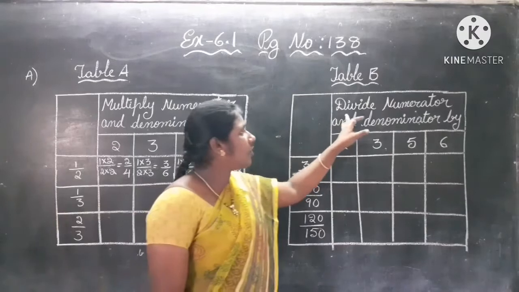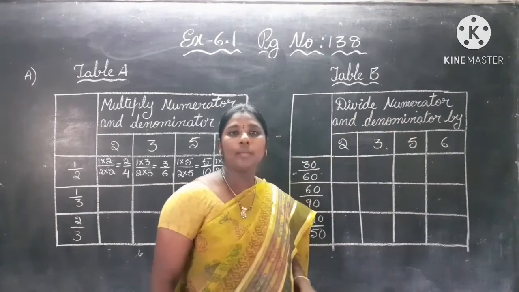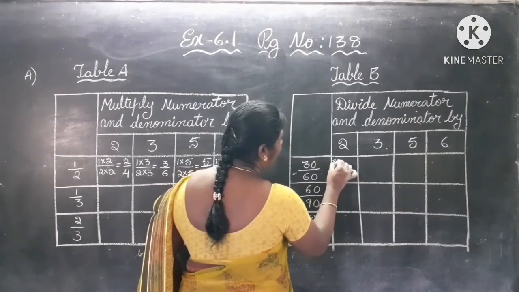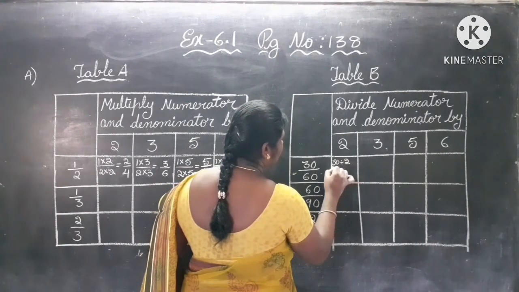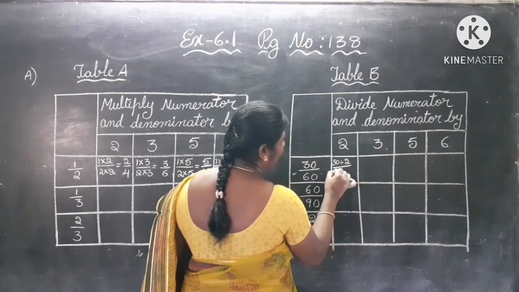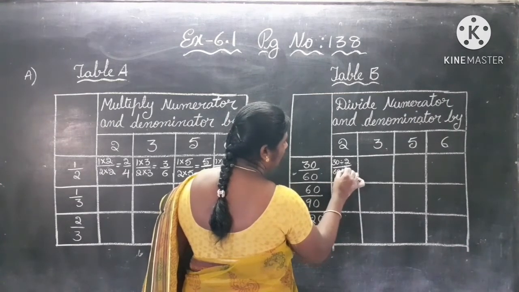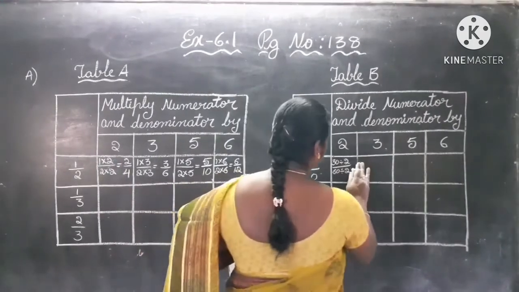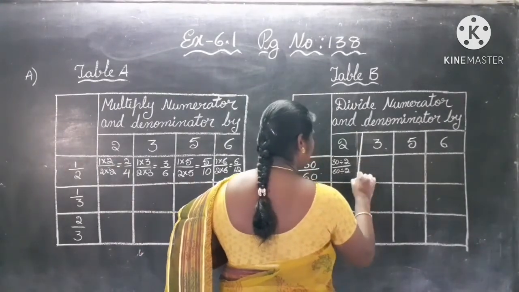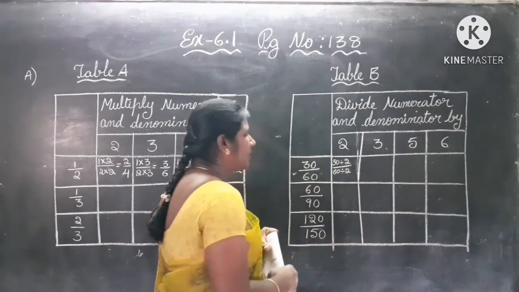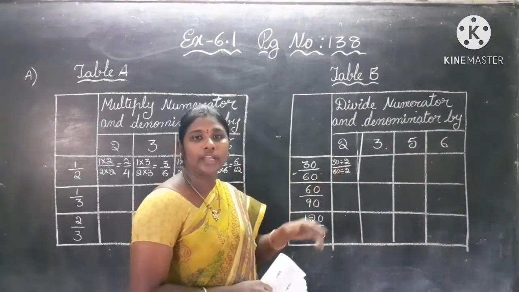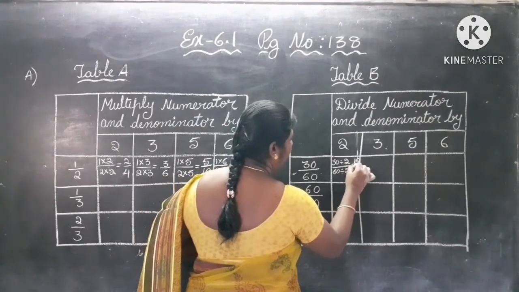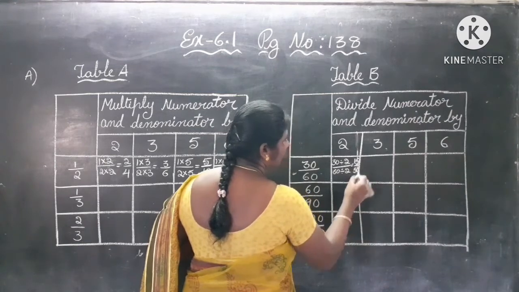Next here, divide numerator and denominator by. We have to do the division. So first 30 divided by 2, 60 divided by 2. How much will it come? 2 table 30 how many times? 15. So 15 by 2 30s 60.